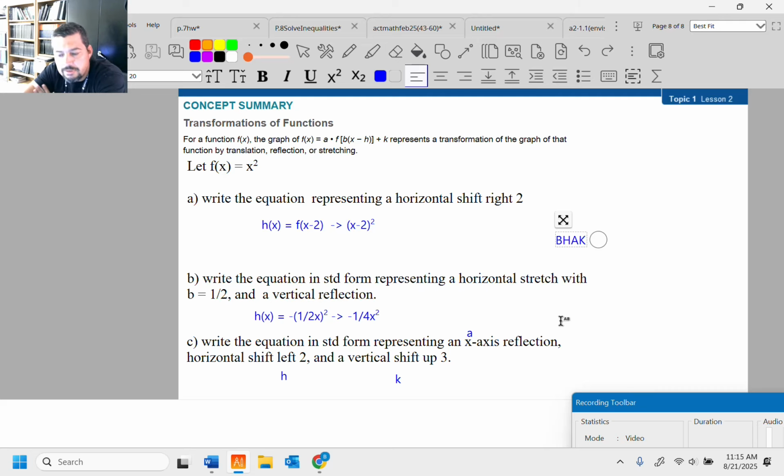And they want a true x-axis reflection. Yeah, that should be good enough. So I got to talk about H first. I'm going to do x plus 2, quantity squared, to reflect over the x-axis, insert the negative there, or do the vertical reflection, and then up 3. Just apply order, Bahak, and go with it.